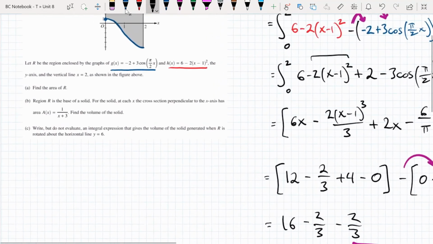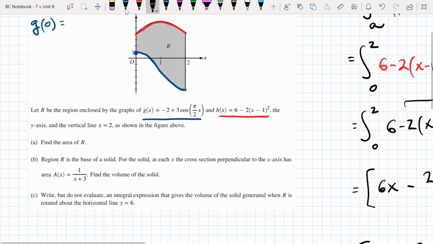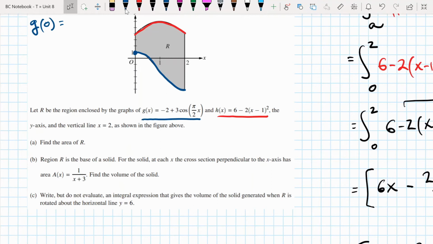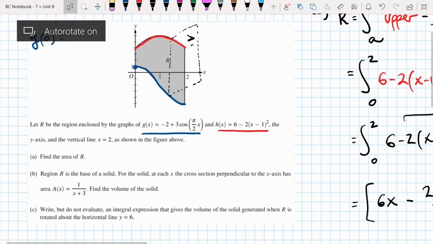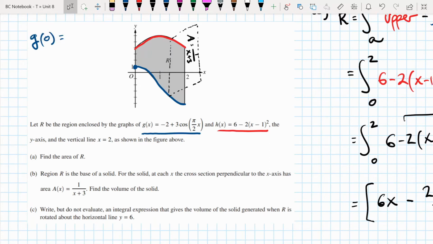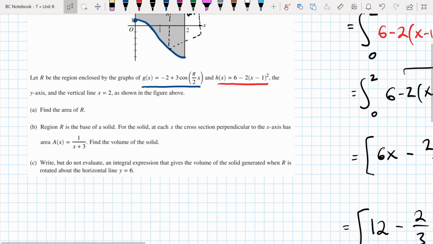Now, the second question tells us that in this region R, imagine we were to take cross-section perpendicular squares, or not necessarily squares, just a general shape. I'll write it like a square, but the shape has an area that's a function of the x, the value of x. So this area here is equal to 1/x plus 3.